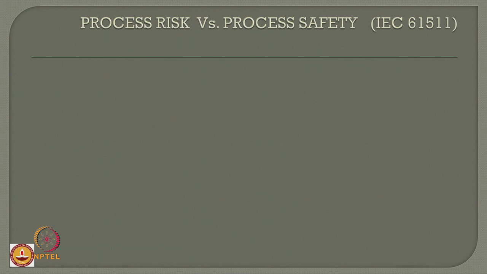Now, let us ask a question which is very, very confusing, but it has a very overlapping answer. What is the difference between process risk and process safety? We have already seen in the last lecture what is the difference between risk and safety, because they are contemporary to each other. Safety is a qualitative domain, whereas risk is a quantitative domain. Now, let us here understand process risk versus process safety as explained by IEC 61511.